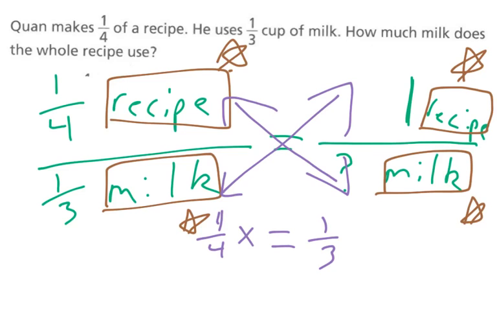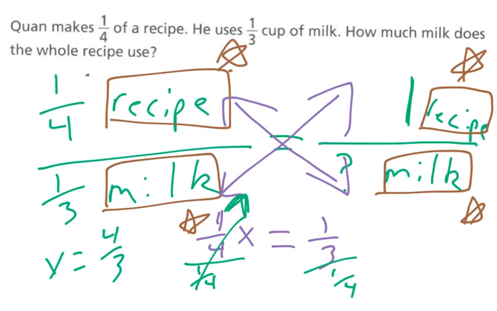So we got to get the X by itself. And whenever you have a number next to a letter, that means that you're multiplying. So I got to do the opposite to get the X by itself. So I'm going to divide both sides by 1/4. So when I divide 1/3 by 1/4, I get 4/3. So they're going to need 4/3 cup of milk, or a cup and a third of milk, however you want to write that. So it's the same thing as 1 1/3.